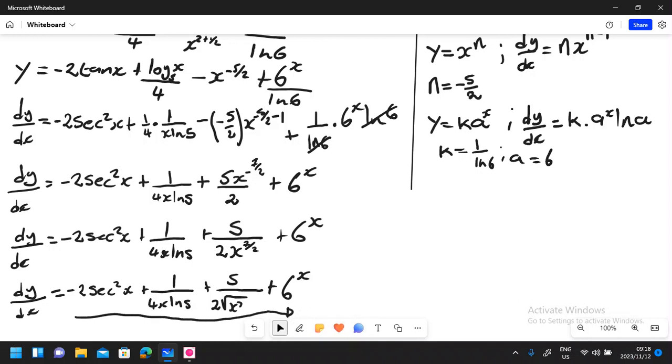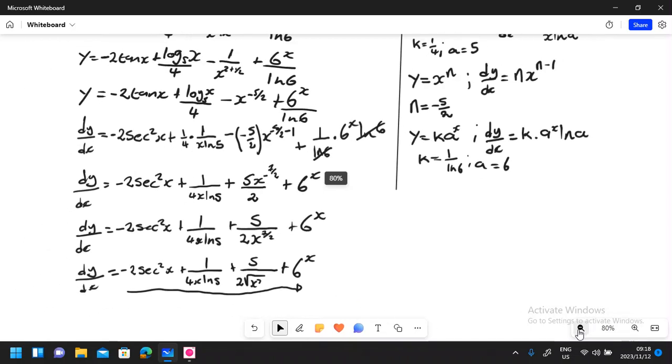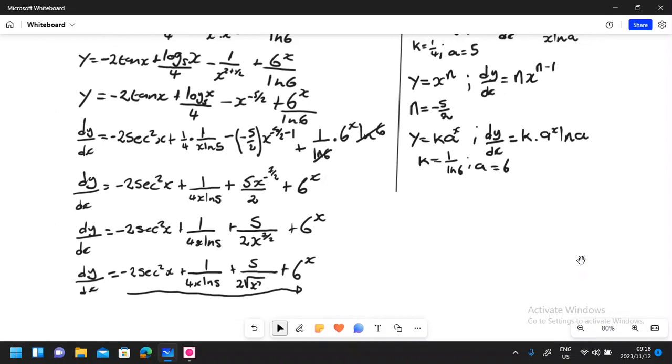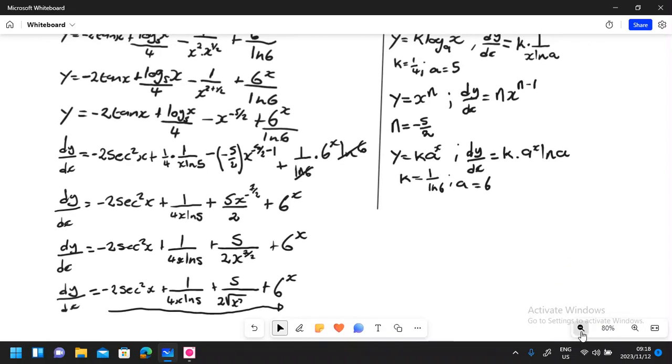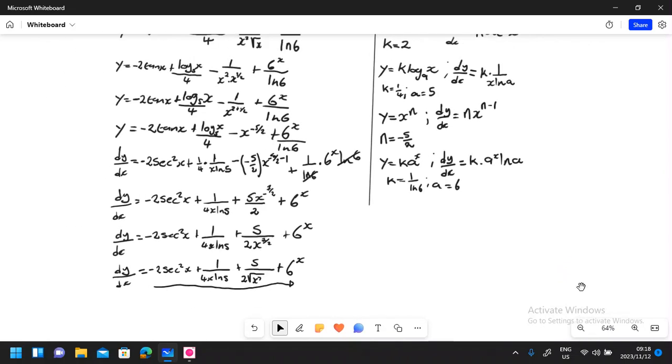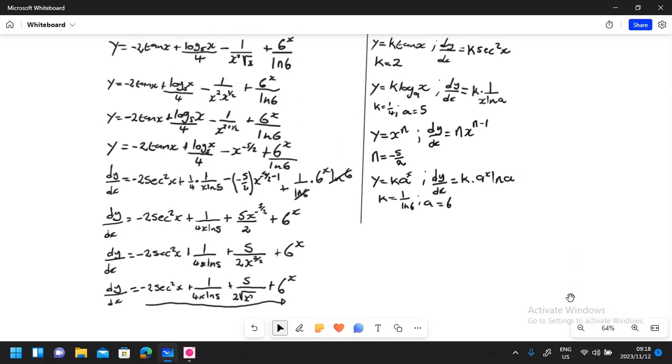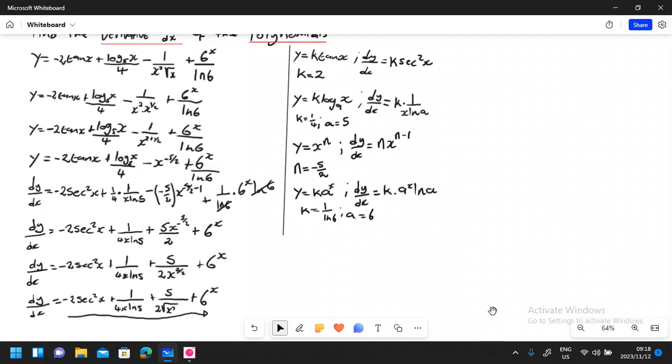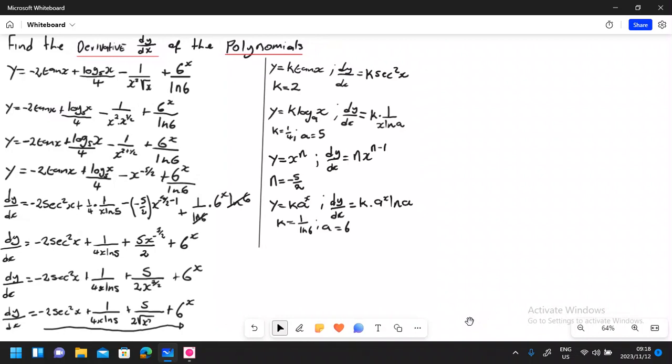I hope you guys managed to understand what is happening here. It was a bit long, but I don't think it was challenging. As long as you know how to simplify and you know the different types of differentiation, then we are fine for each and every function here.